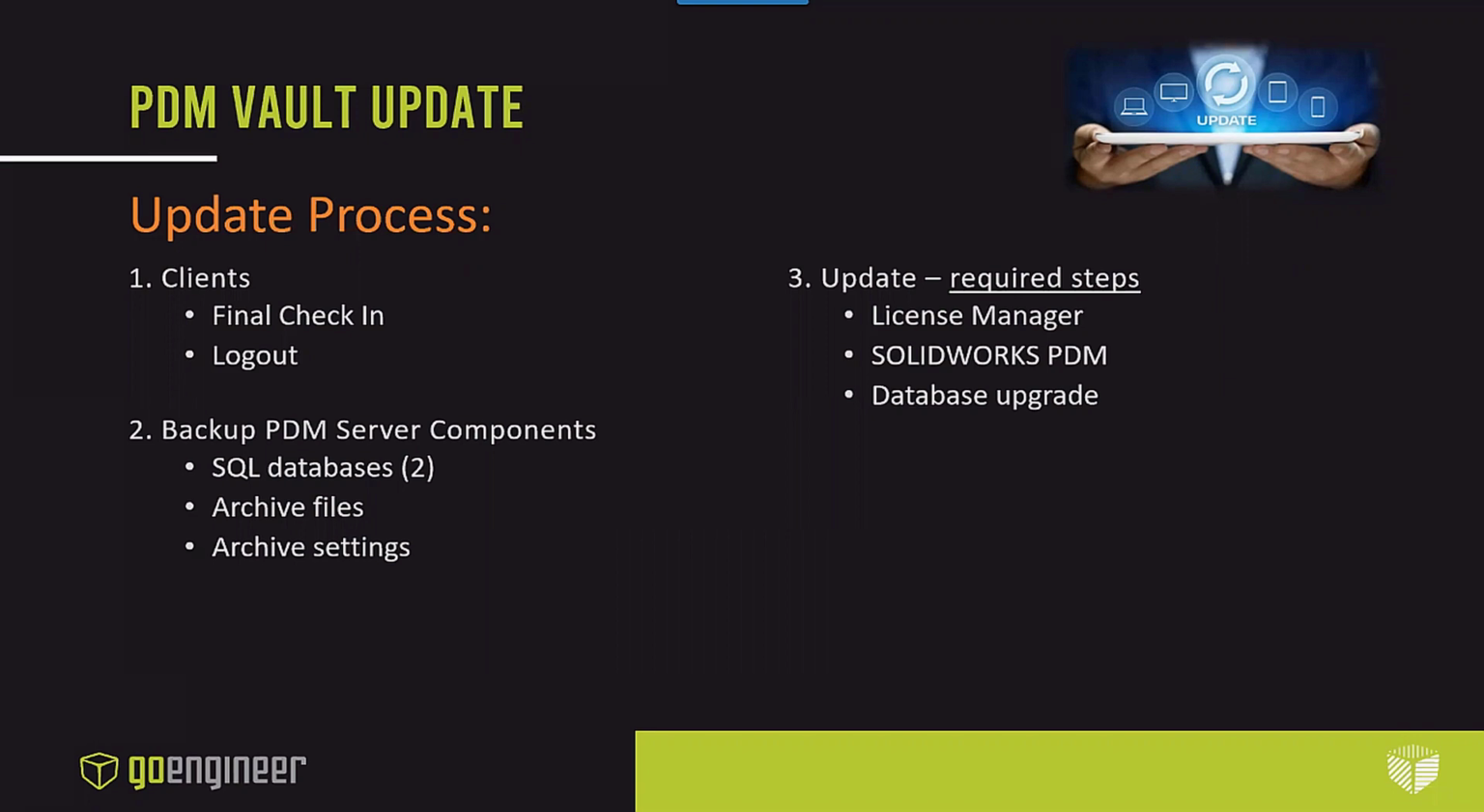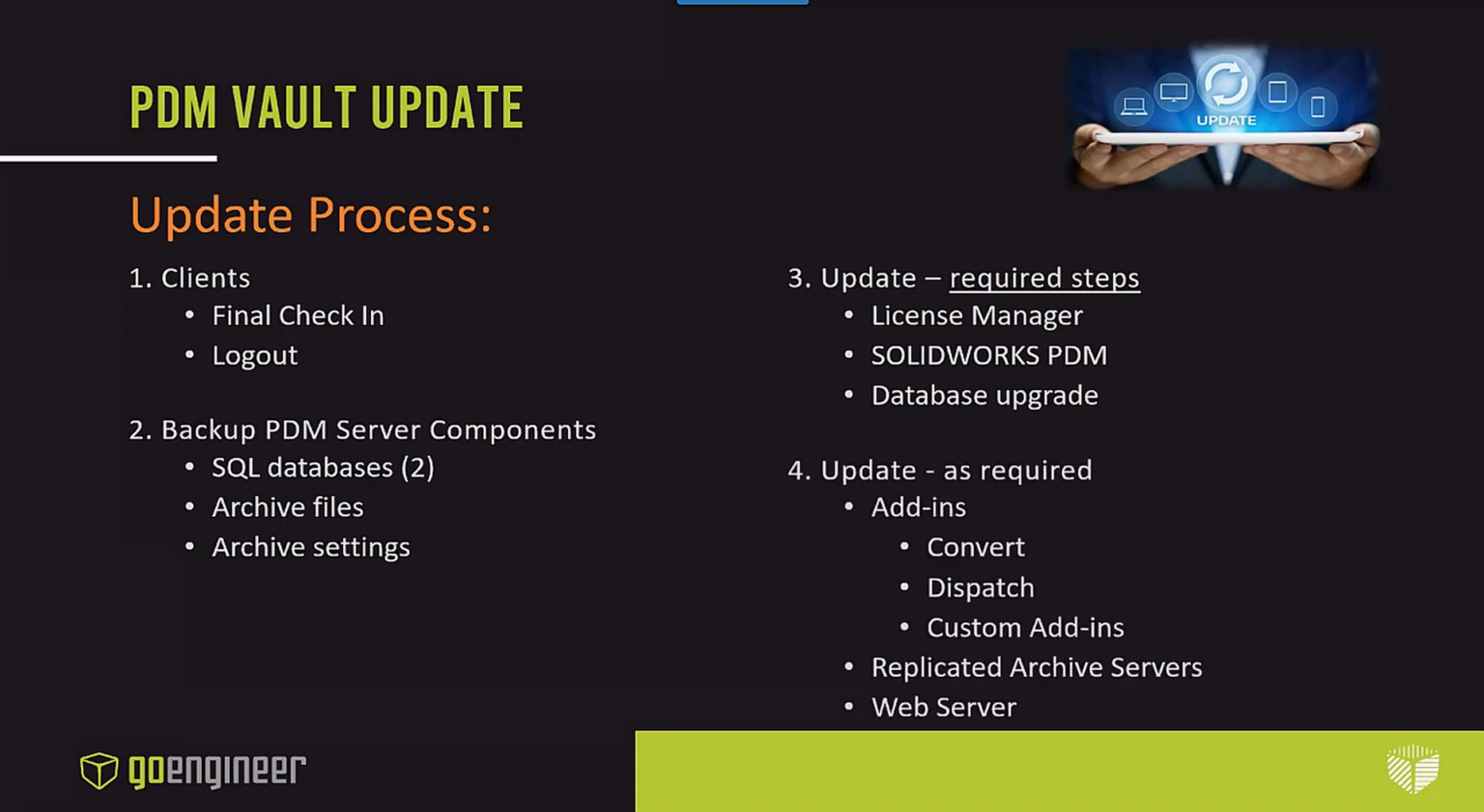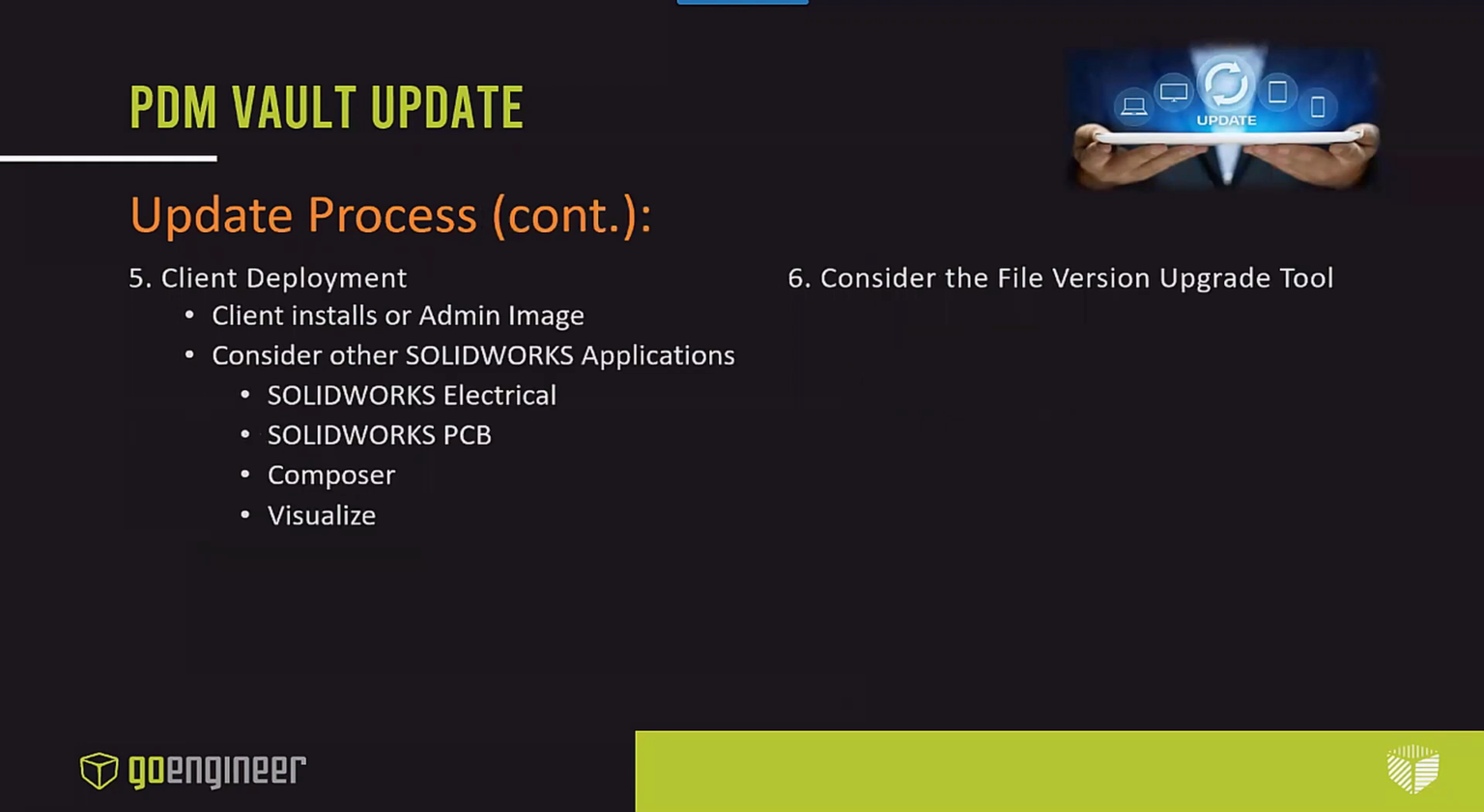I would upgrade the license manager first, do your SOLIDWORKS PDM server upgrade, and then there's almost a hidden step. It is outlined in the installation guide, but you have to also do a database upgrade. If you are taking advantage of PDM add-ins like Convert Scripts, Dispatch, or any custom add-in, you'll probably need to update those as well. And don't forget, for your PDM Professional environments, to update the replicated archive servers and the web server. Once that is done, you'll move on to your client deployments.